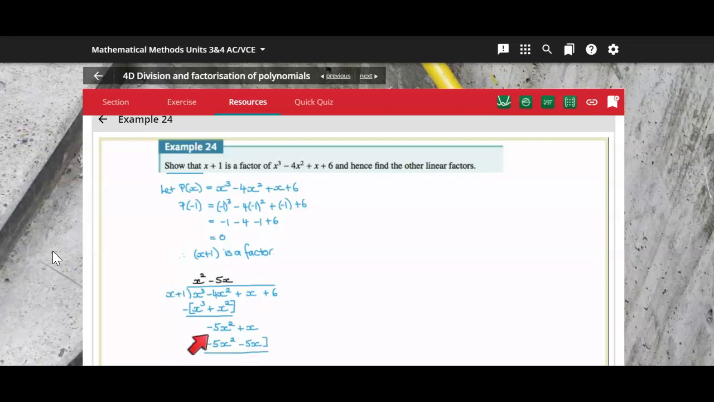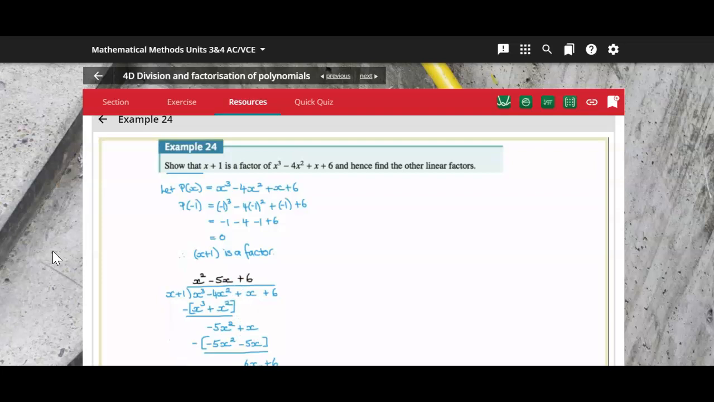So negative 5x squared minus negative 5x squared is 0x squared. And x, take away negative 5x, is 6x. My last step is to drop the last term down. And we go again. X times what is 6x? The answer is 6. So we follow through and we're going to write that up the top.